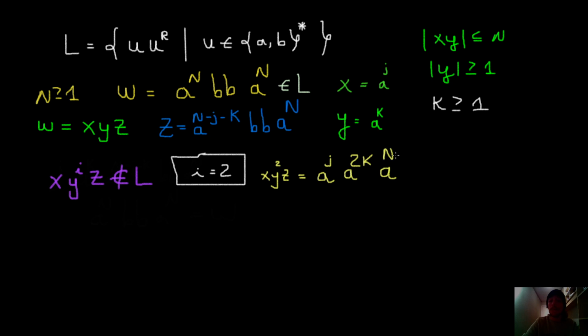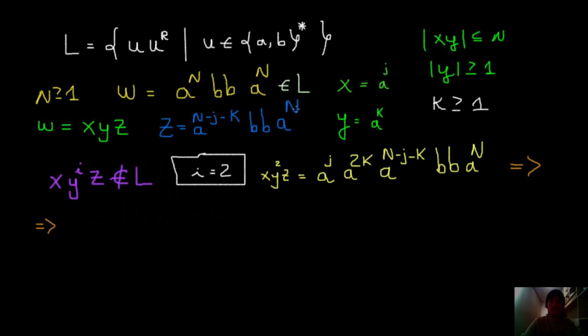So n minus j minus, let's put a very clear j, minus k, and then we have the two b's, and then we have the a raised to n, right? So what if we simplify this expression? We will have at the end a word that is a palindrome. So will this word belong to the language L? Well, let's see. Okay, let's simplify this in here.